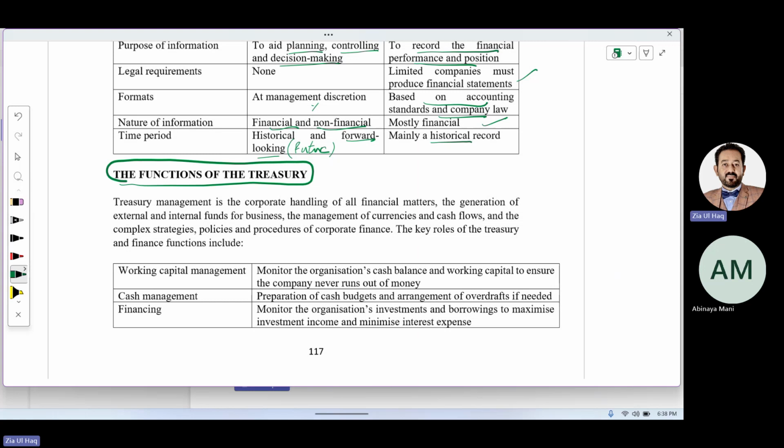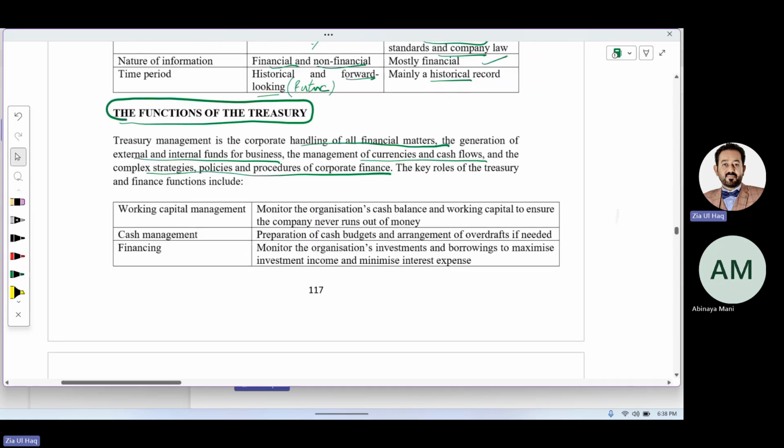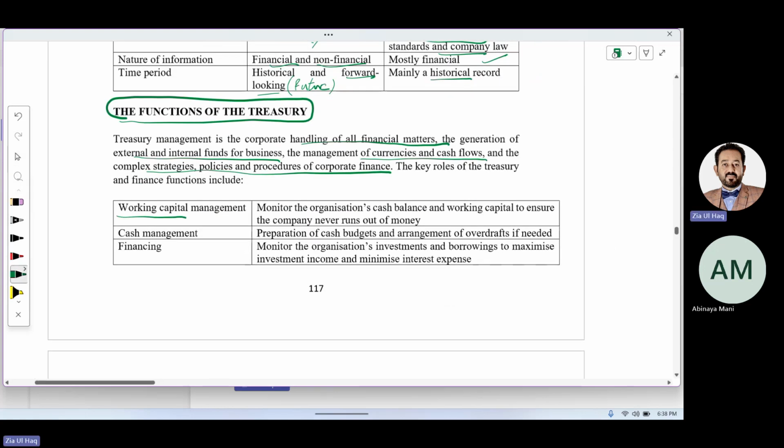So treasury management is the corporate handling of all financial matters, the generation of external and internal funds for the business. Business generates funds internally from profit, and externally from shareholders or bank lending. The management of currencies and cash flow and the complex strategies, policies, procedures of corporate finance is called treasury management. The key role of treasury management is that they need to manage working capital. Working capital means short-term cash flow.